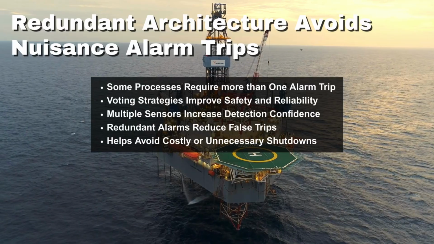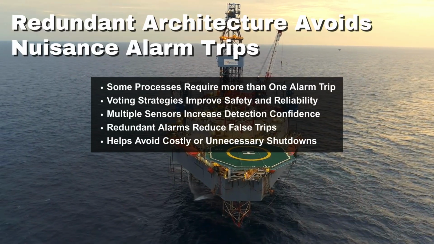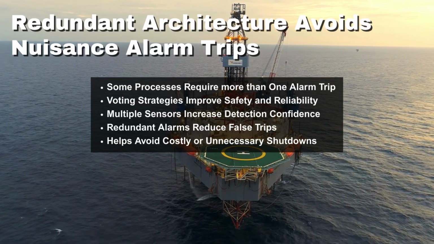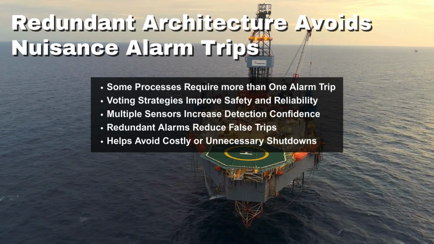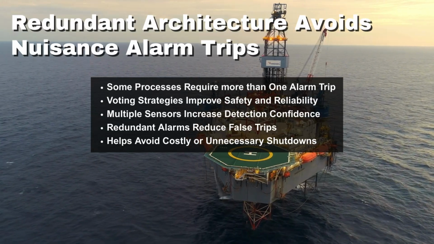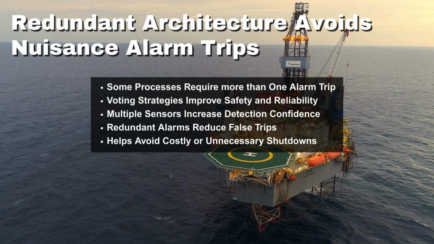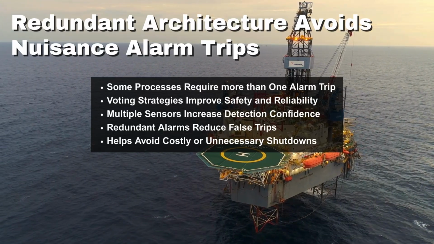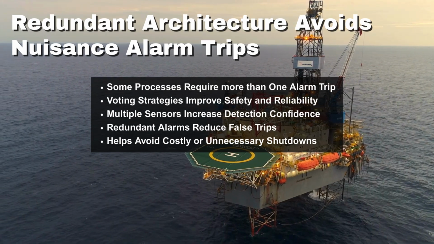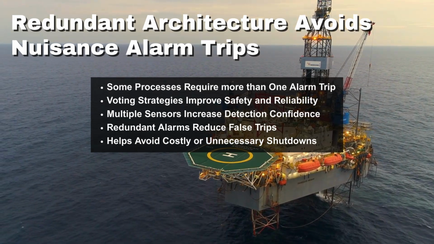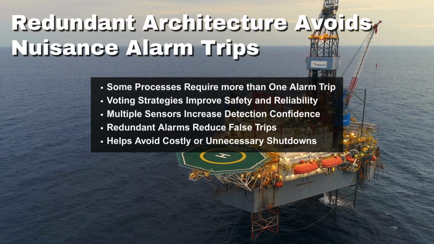Now that we've seen how the right alarm trip design can simplify hazardous area installations, let's examine how redundant architectures can enhance reliability. Some processes are too important to trust to a single alarm trip. In these situations, a voting strategy adds layers of safety and ensures high process availability. By using multiple sensors and alarm trips in a structured voting scheme, operators can confirm real issues, filter out false alarms, and maintain operations without unnecessary interruptions.